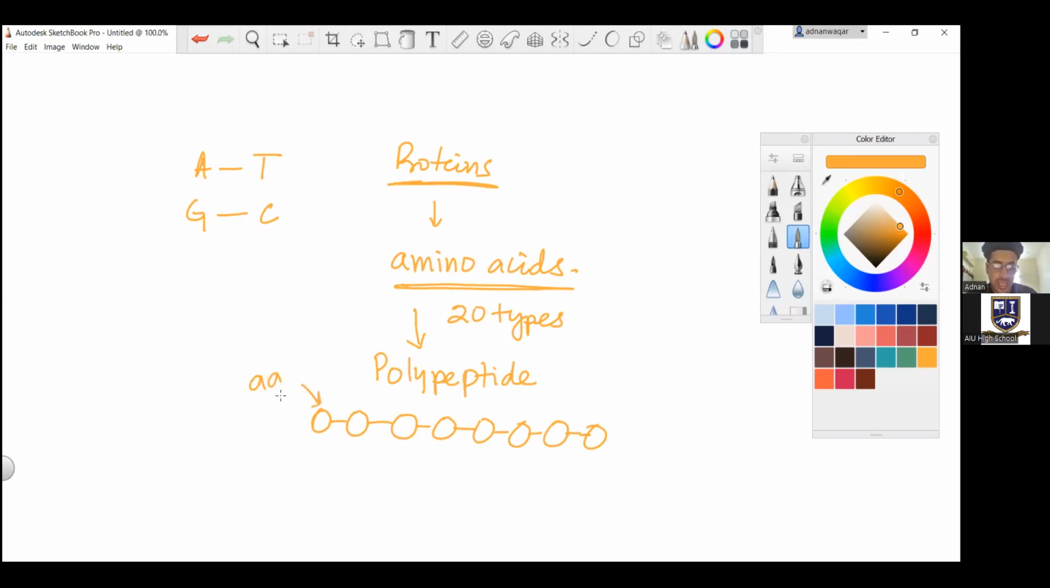I'm writing AA, amino acid. So this is the first one, the second, third, fourth, fifth, 6, 7, and 8. So this is a protein molecule. This is a simple structure of a protein molecule, and it contains a polypeptide, and these are bonds which connect one amino acid with another, and they are called disulfide bridges, or covalent bonds.